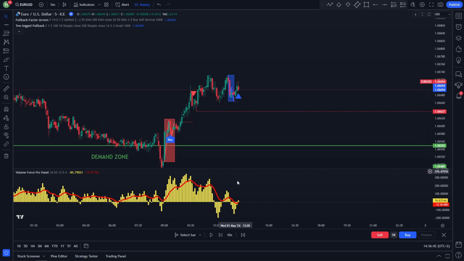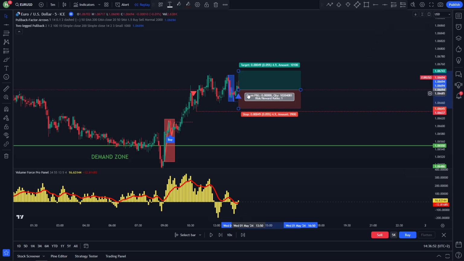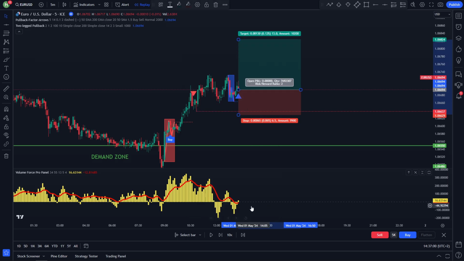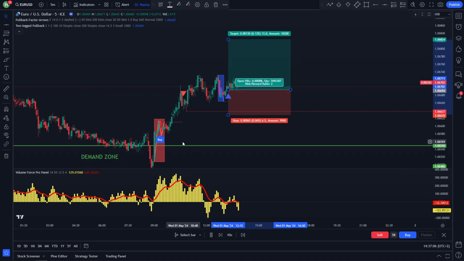Lastly, we need to check the volume force pro. We need to have a histogram above zero and also above the average line. Once these criteria are in place, I will enter my scalp trade. For the scalping example, I will place my stop loss below the recent swing at 6.5 pips and aim for double the return at 13 pips.